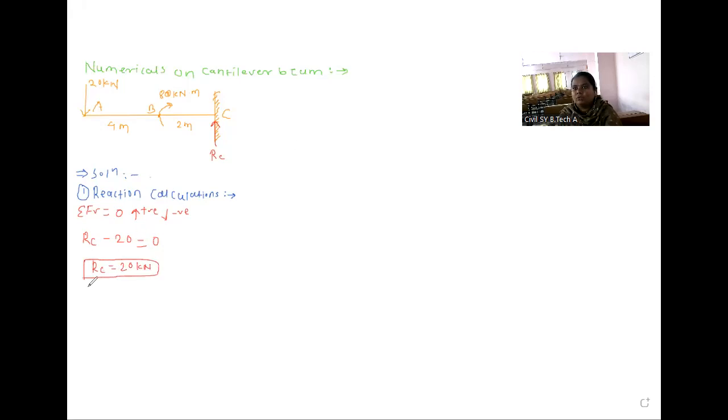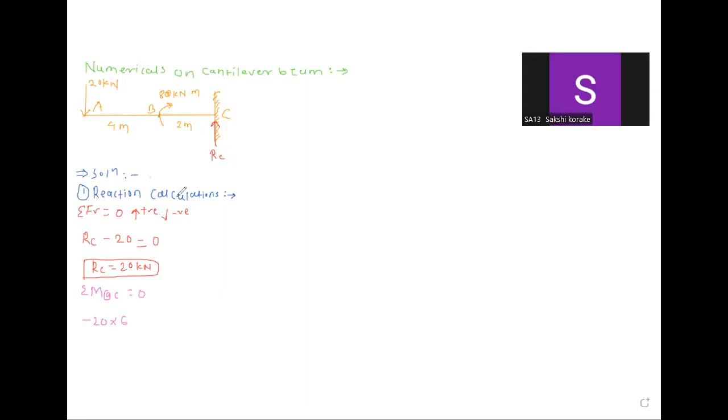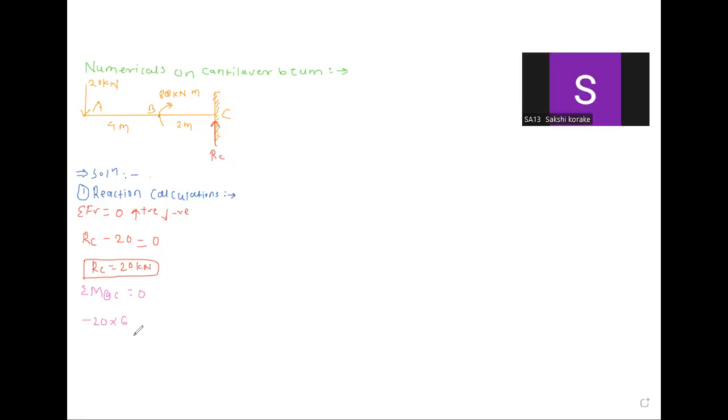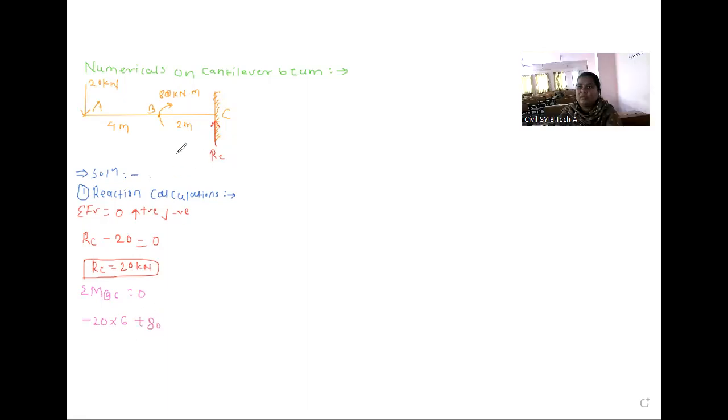The second equation is related to moment. So we will take moment at C. Summation of moment at C is equal to zero. This 20 kilonewton creates a clockwise or anti-clockwise moment? Anti-clockwise. So minus 20 into perpendicular distance, 4 plus 2 is 6 meter. After that, is this 80 clockwise or anti-clockwise? This 80 is clockwise, so plus 80. Here there is no need to multiply by perpendicular distance because the moment is already given.